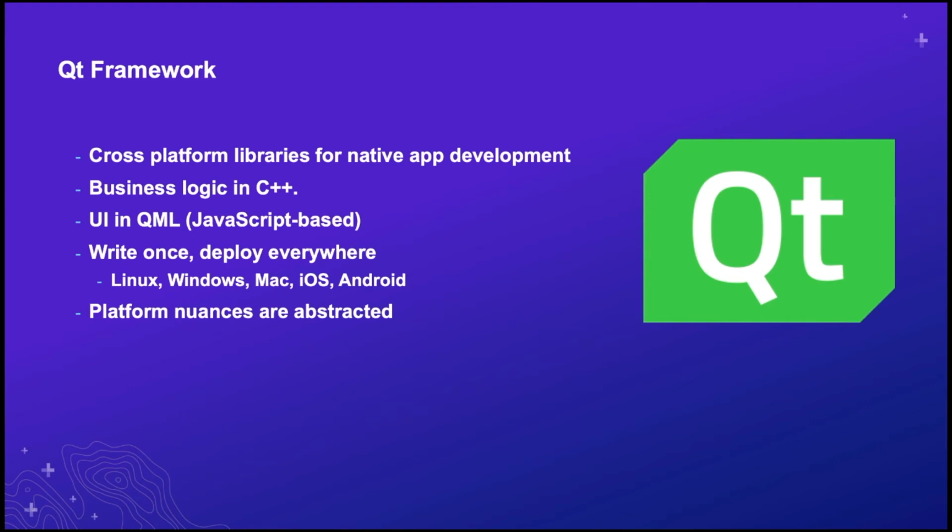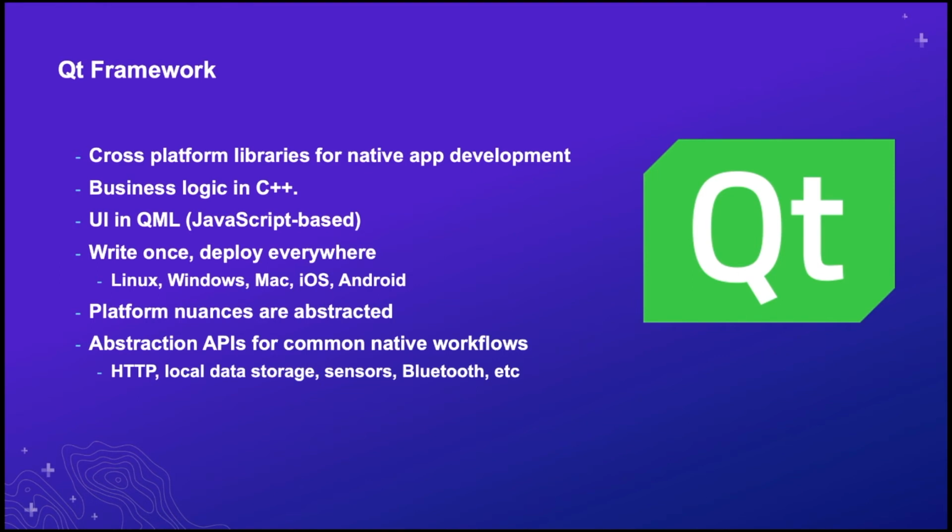The nice thing is that all of the platform nuances are abstracted from you. And as I mentioned, the abstraction APIs are available for common native workflows. So local data storage, this is something you want if you're making offline native apps. You want to be able to do file I/O. You want to interact with the sensors, like the accelerometer. You want to do Bluetooth, NFC, GPS, and so on.